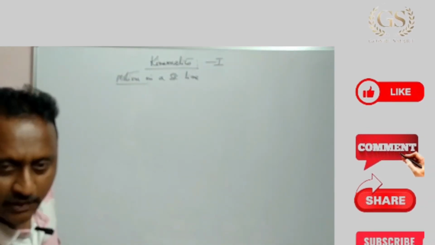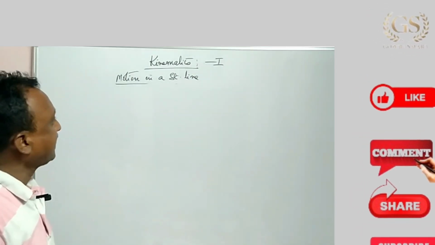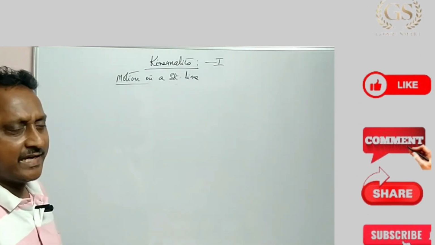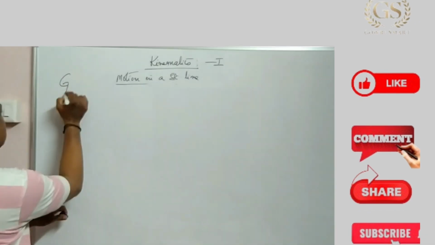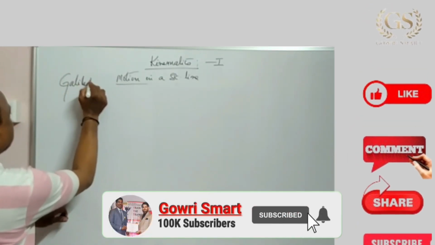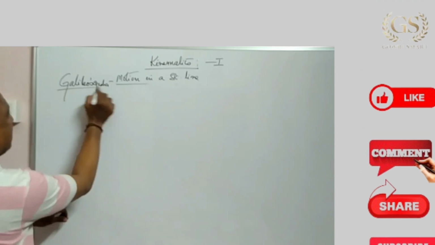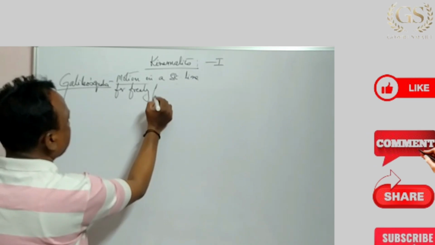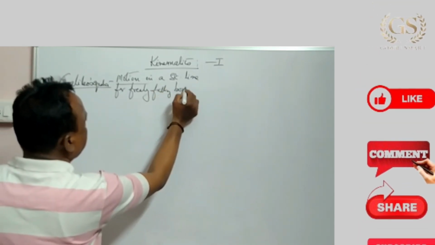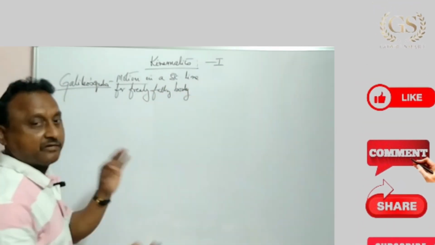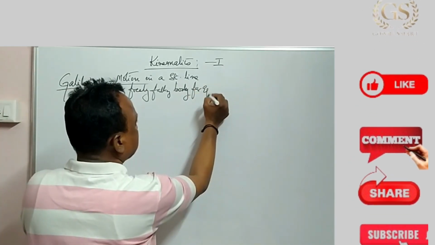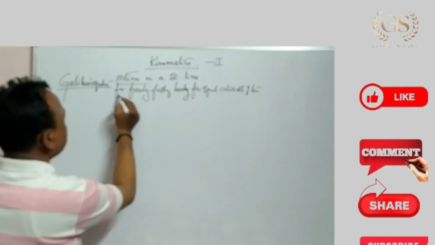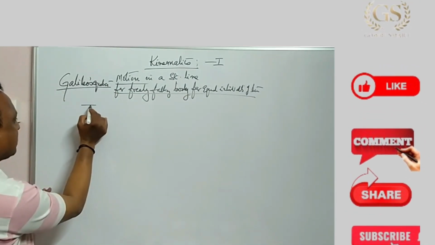Clear now? Now let us go to the next part in kinematics, part 1, motion in a straight line. That is very important from the examination point of view. Galileo's equation for freely falling body for equal intervals of time. This is a very important derivation, and also in numericals it is used.